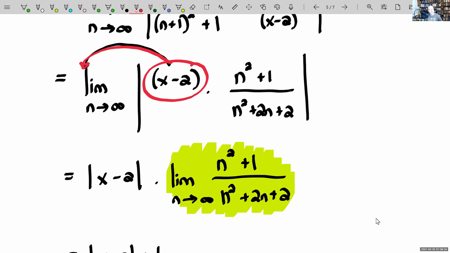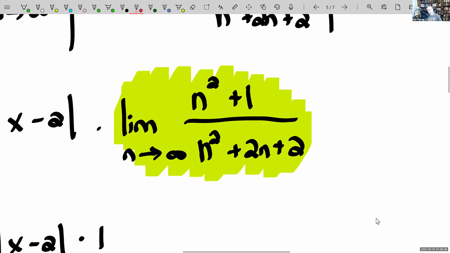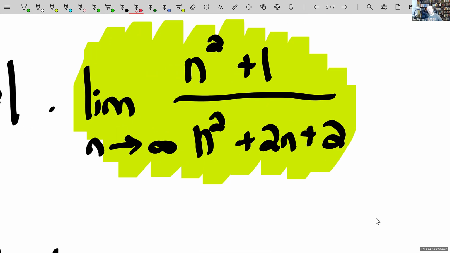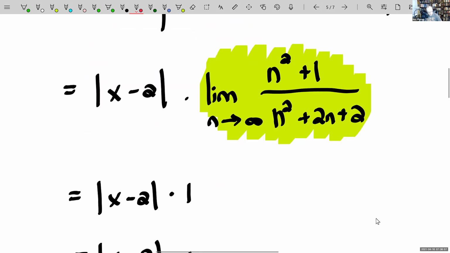Okay, so we factored out the absolute value of x minus 2. We still had that limit going on, but that limit's actually pretty easy to evaluate. We've dealt with calculus now for almost a full year. And so as n goes to infinity, we know that's going to be 1 because, again, it's a second degree polynomial over a second degree polynomial. Lead coefficients are 1, so it limits to 1 over 1, which is 1.